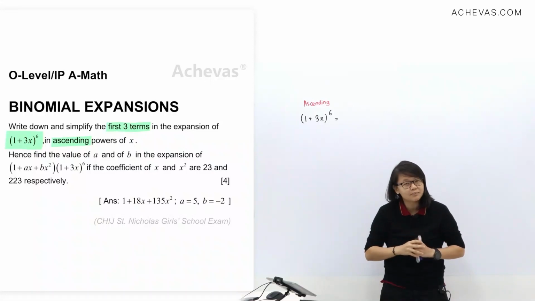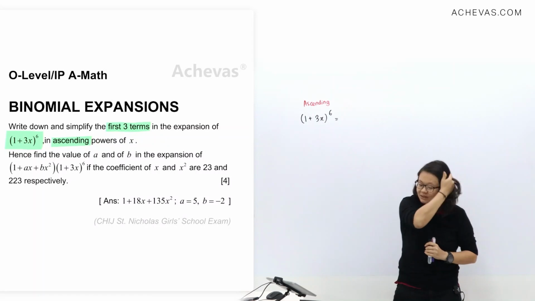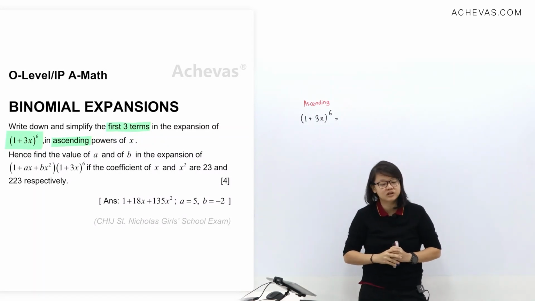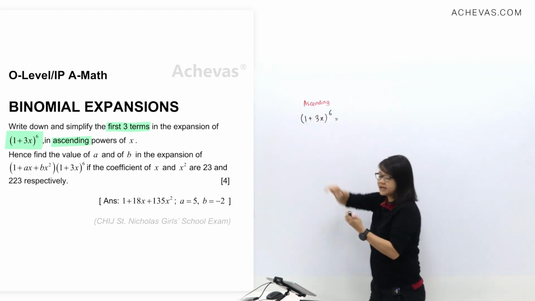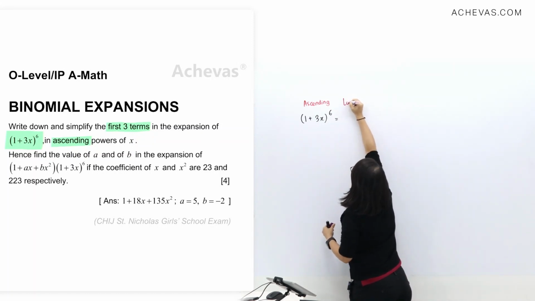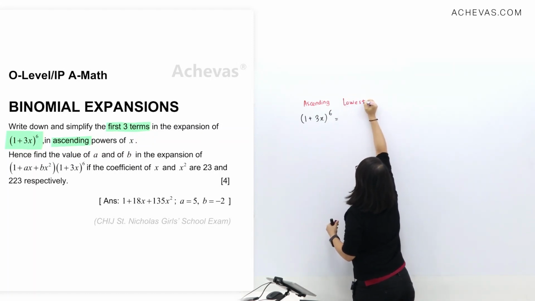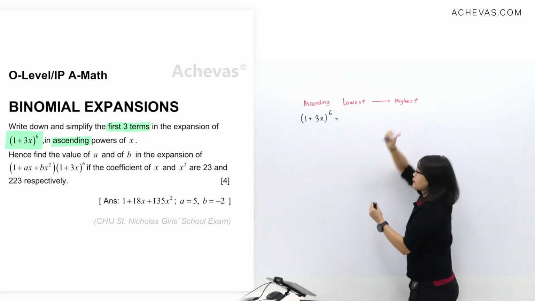Now let's take a look at a binomial expansion question. Write down and simplify the first three terms in the expansion of (1 + 3x)^6 in ascending power of x. Now let's take a look at the word here, ascending. That will give us an idea that we're going to start with the lowest power of x all the way to the highest powers of x.